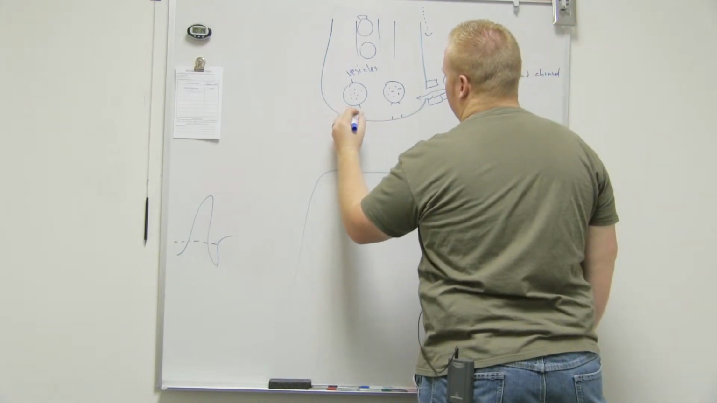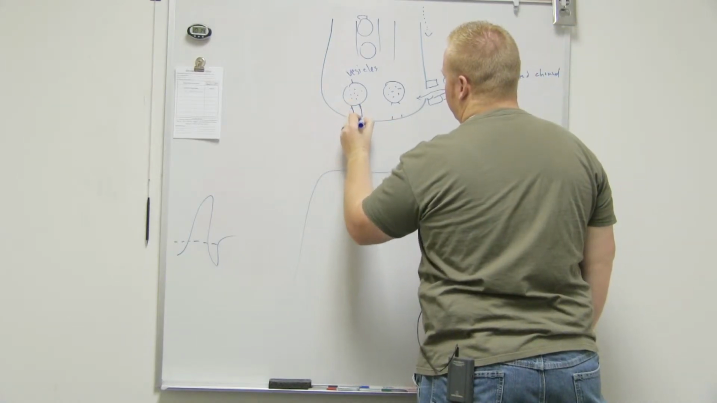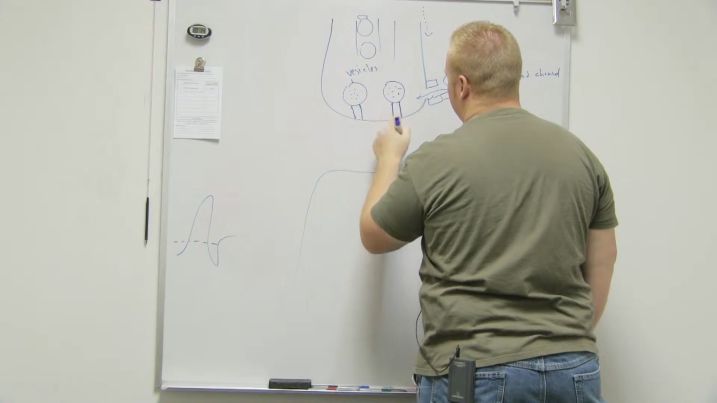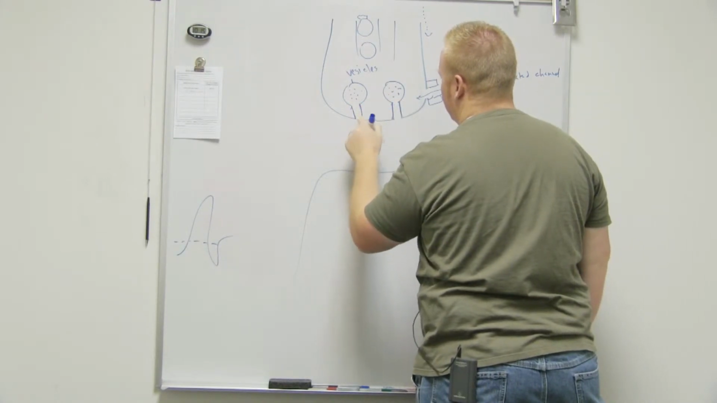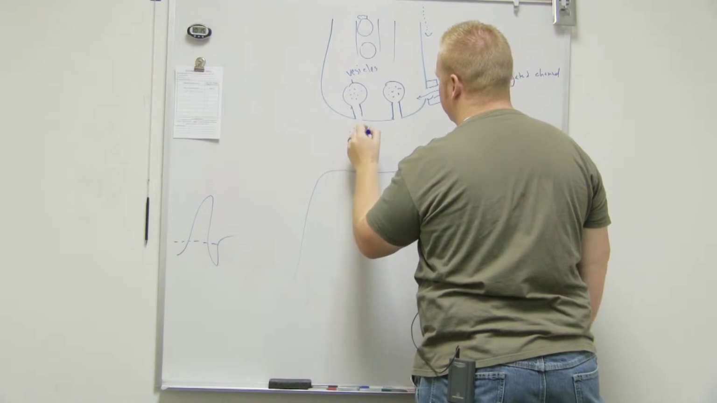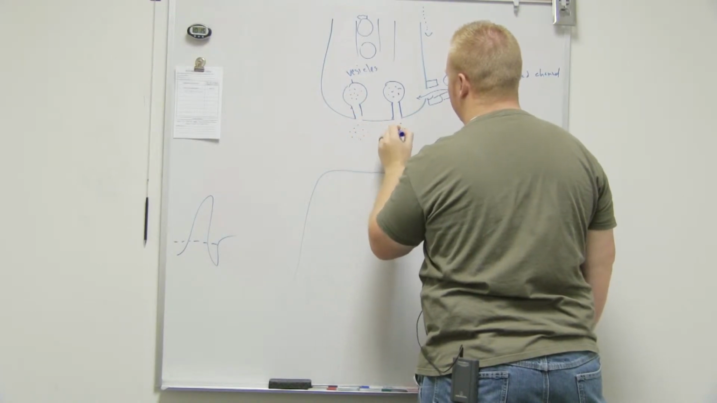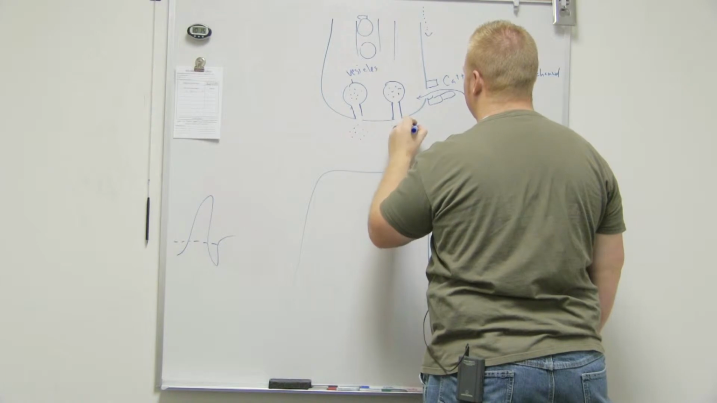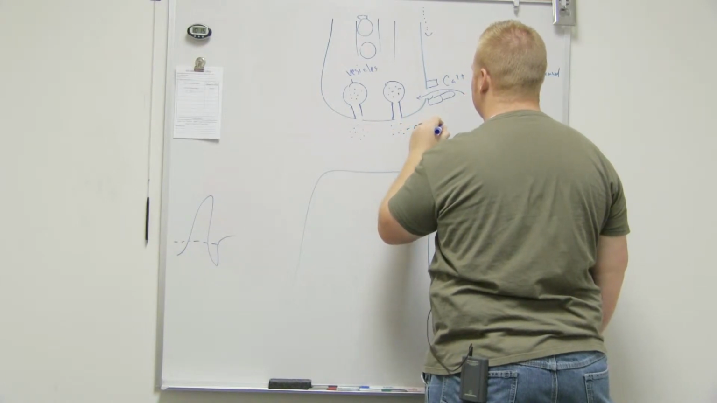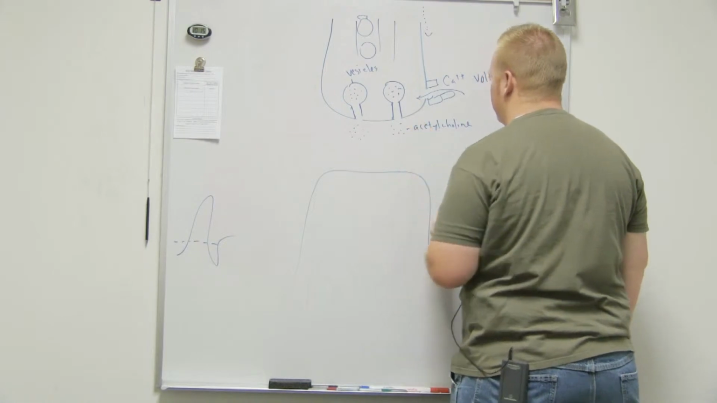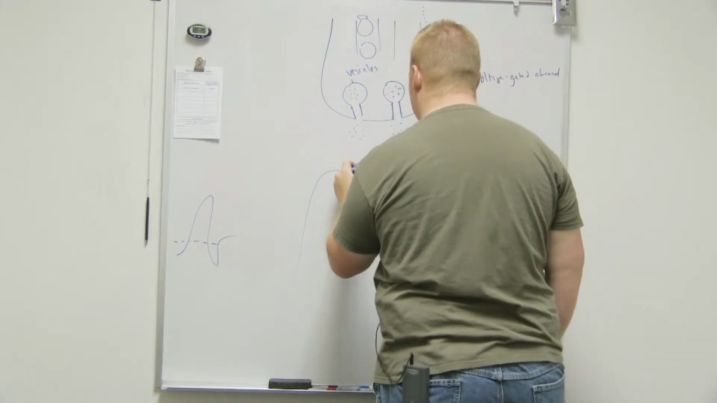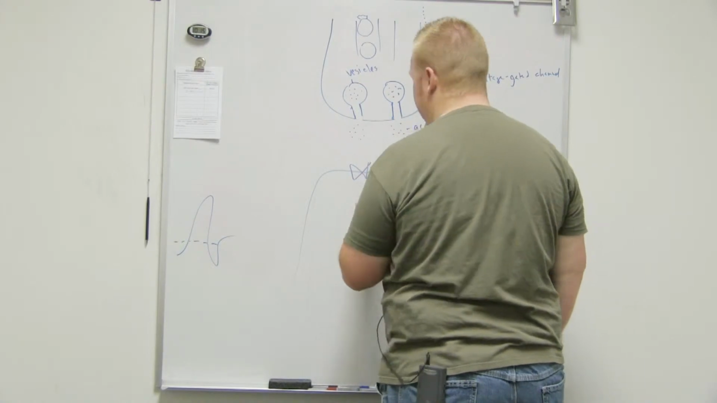Calcium allows these guys to fuse. Once they fuse, they release neurotransmitter. In this case, let's call it acetylcholine. Have you used that term before? Okay. So acetylcholine. Down here on the next neuron, you have these little bow ties called ligand gates.